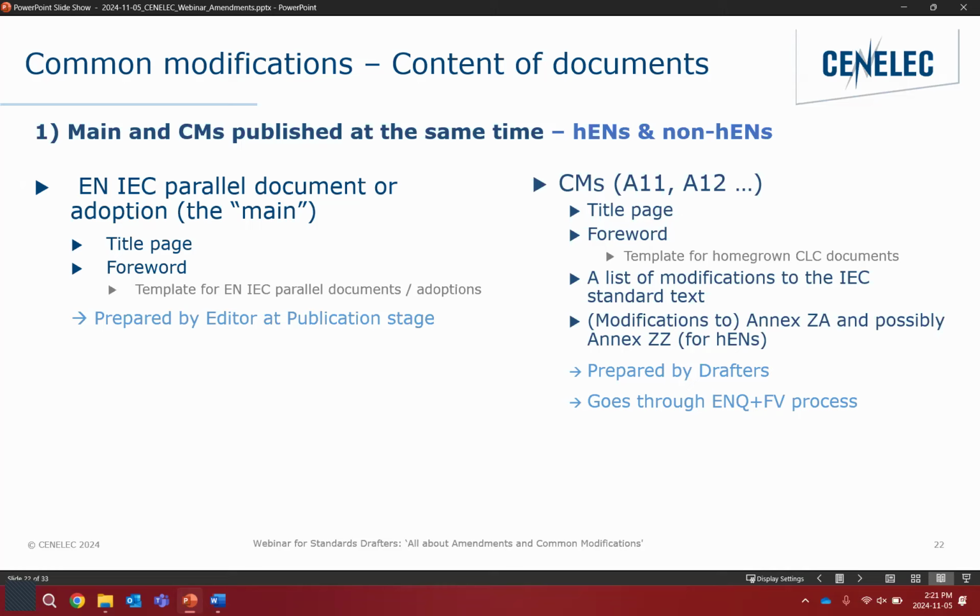Why do I put "modifications to" between brackets? Because imagine you could be working on an A12 and the A11 already exists and has an Annex ZA in there. So then in your A12, you might just want to modify the Annex ZA instead of adding it. These common modifications are prepared by the drafters, and they go through the inquiry and formal vote process.